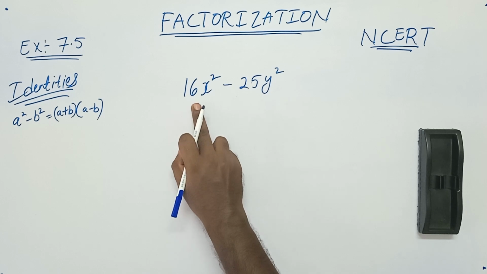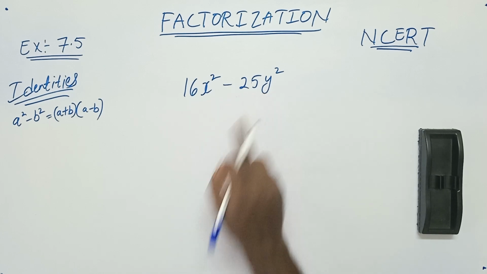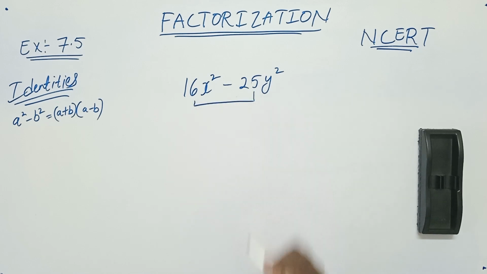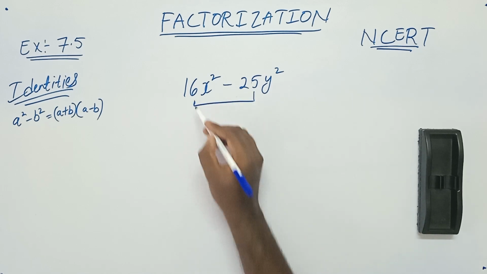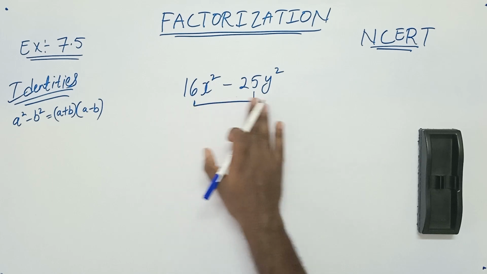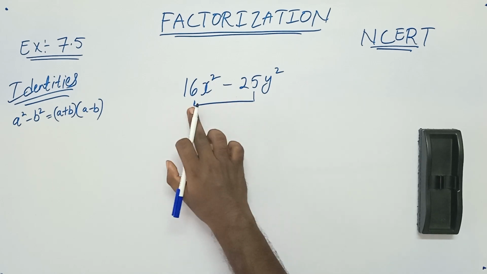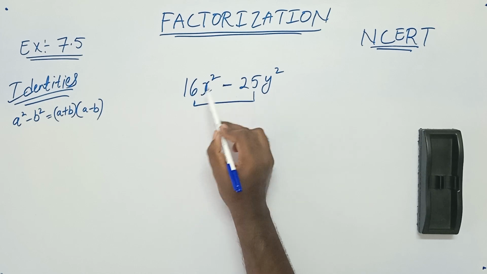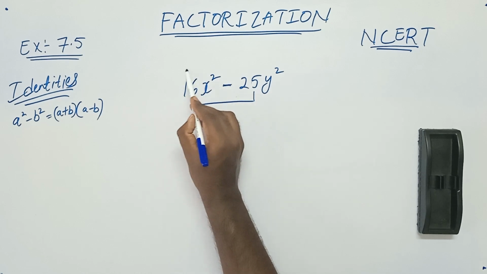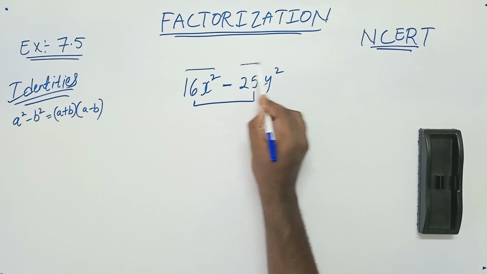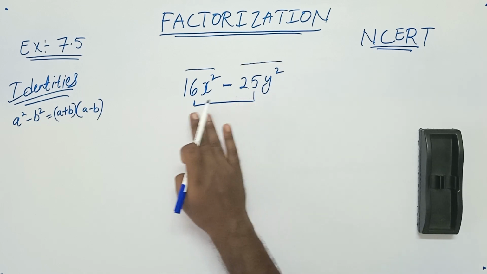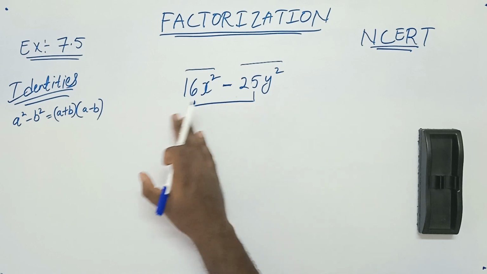Our first problem is 16x square minus 25y square. So we have to find the factors of this given expression. How can we find the factors of a given expression? First we have to compare the terms. Here there is a minus sign, and the terms are separated by the minus sign. That is why we call 16x square one term and 25y square another term. Now if we compare these two terms, we cannot take anything common, right?